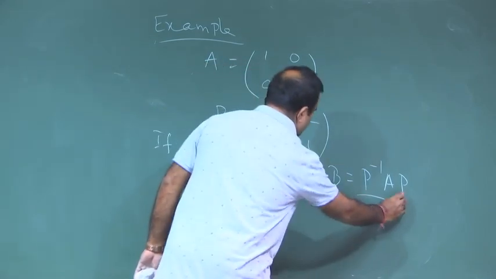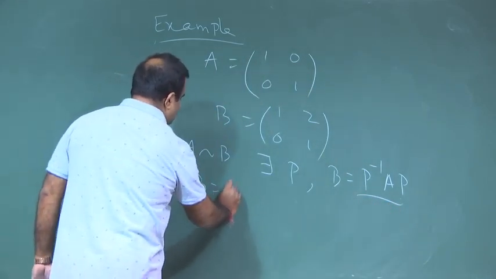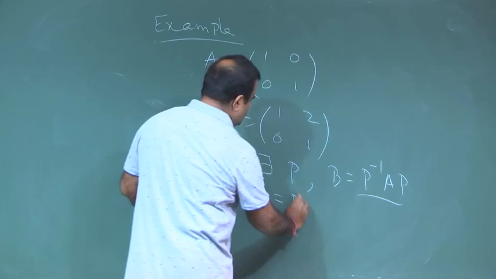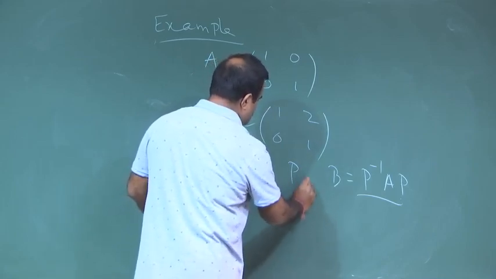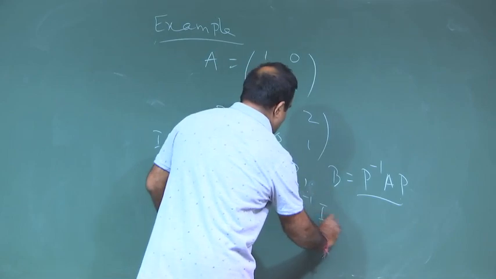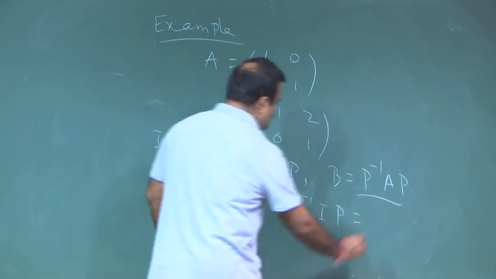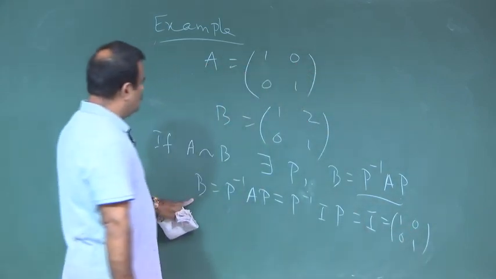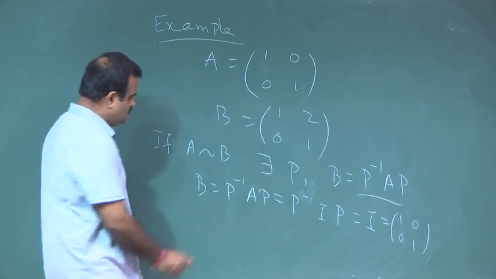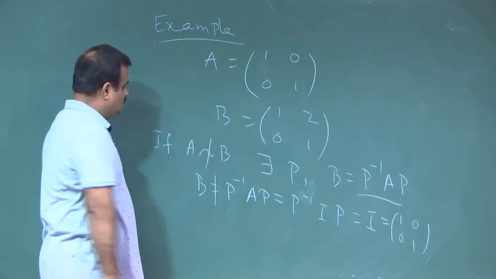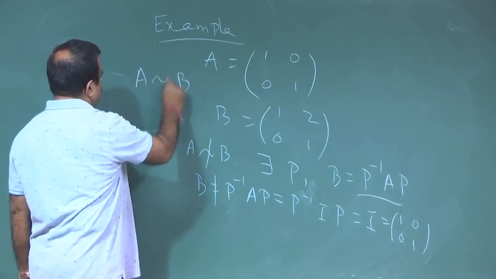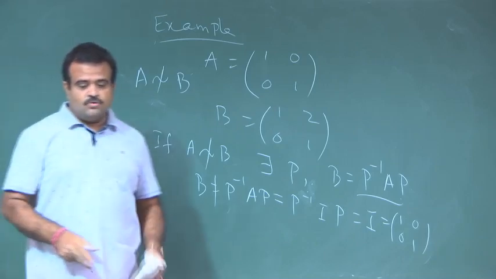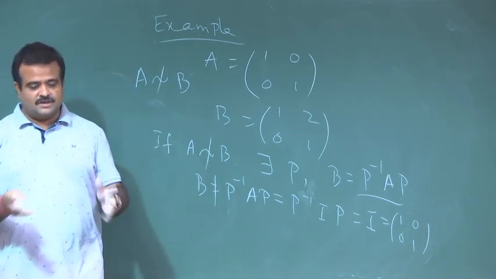B should be written as P inverse A P. Now, A is the identity and P is non-singular. So this is P inverse identity P, which is nothing but the identity again. So this is 1 0 0 1, but B is not 1 0 0 1; B is 1 2 0 1. So A is not similar to B. This is one example where two matrices have the same eigenvalues, but they are not similar.